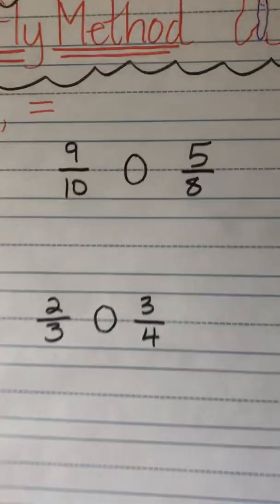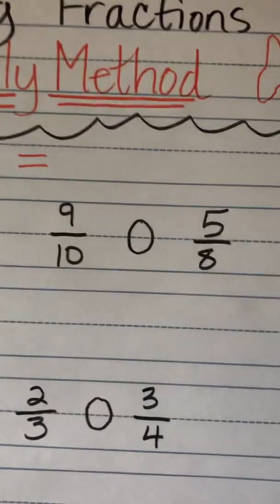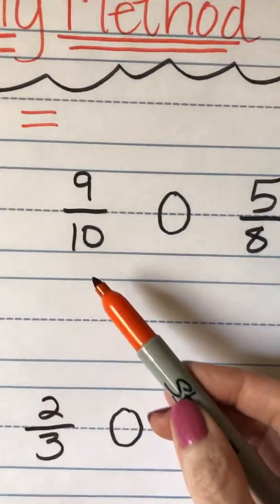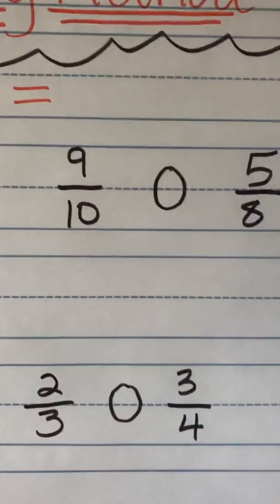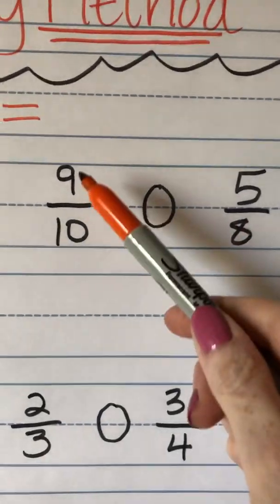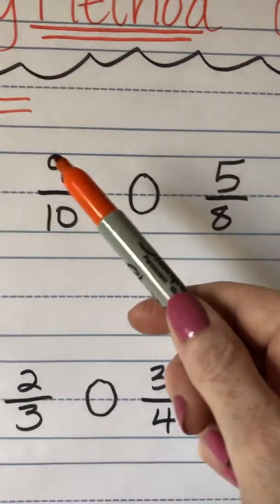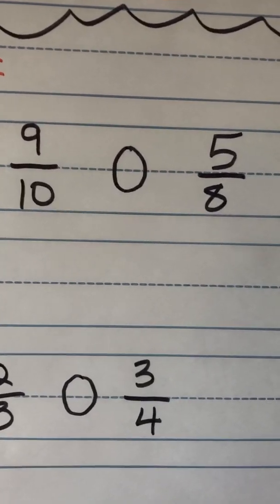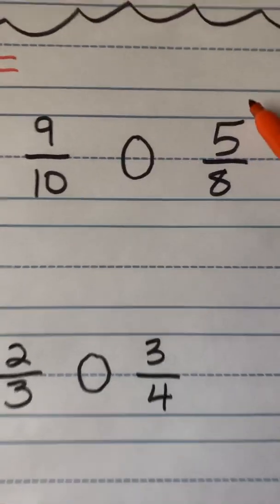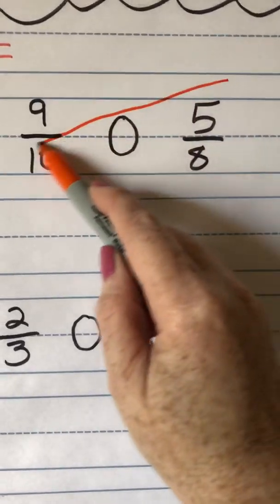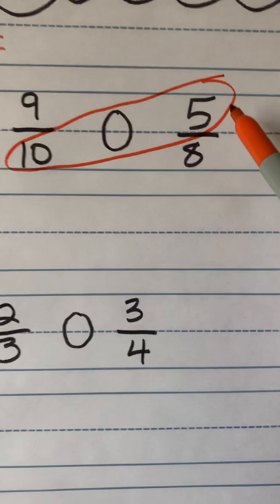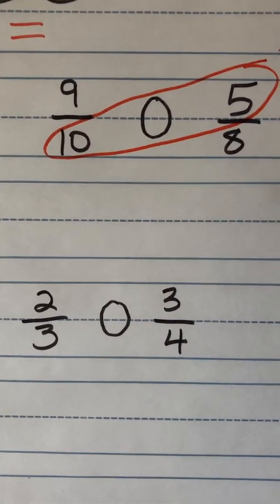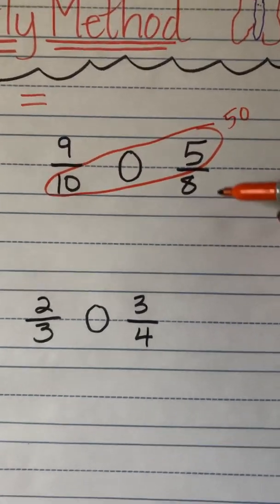Let's come on over here. The next one that we have on our chart is 9/10 being compared to 5/8. Again, unlike denominators, so I can't directly compare them. I can't say, oh, he has 9 pieces and he has 5, so he has more. I'm not sure, because the sizes of the pieces are different. So let's just go ahead and draw some butterfly wings. All right, 10 times 5 is 50. So I have that.